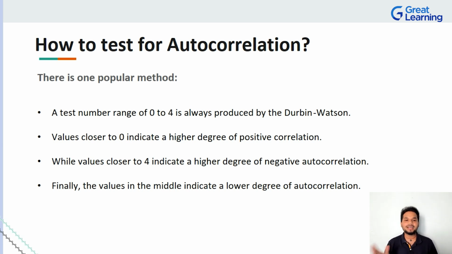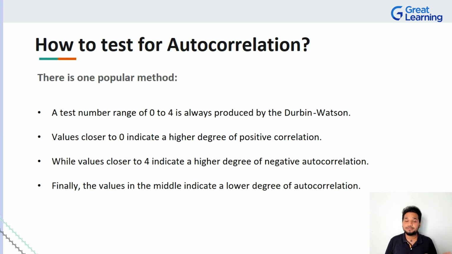Now, the test produces a number that has a range between 0 and 4. Overall it's 0, 1, 2, 3, 4, so 0 to 4. But when you divide that in half and ask what happens between 0 and 2? Well, if Durbin-Watson reports values from 0 to 2, it means that your two variables have a higher degree of positive correlation. Now, when it goes from 2 to 4, it means that it has negative correlation.